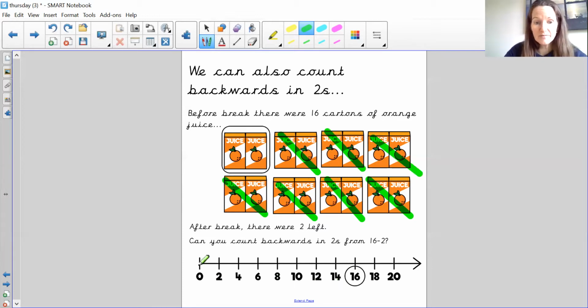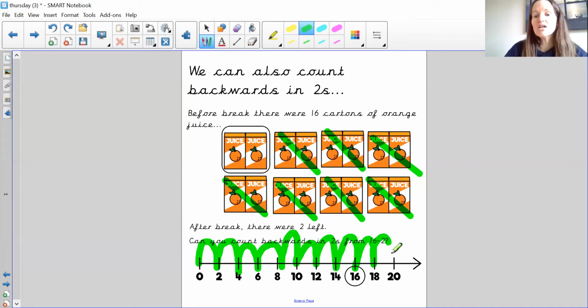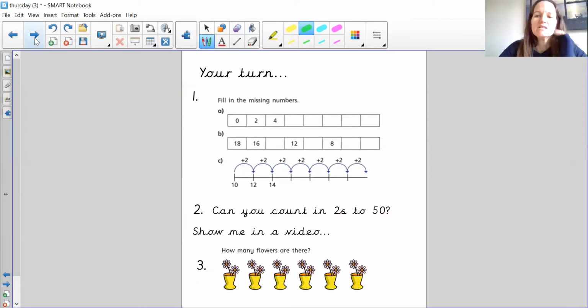Okay, everyone together. Ready? 0. So we've got 2, 4, 6, 8, 10, 12, 14, 16, 18, 20. Well done. Now let's go backwards. You ready? 20, 18, 16, 14, 12, 10, 8, 6, 4, 2, 0. Well done. So this is what I would like you to do today.